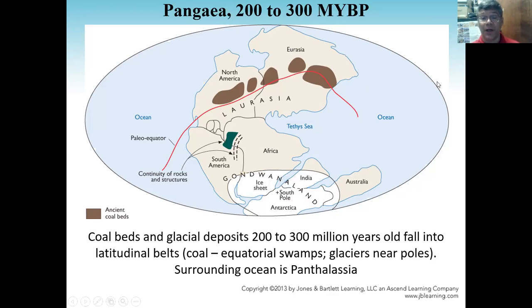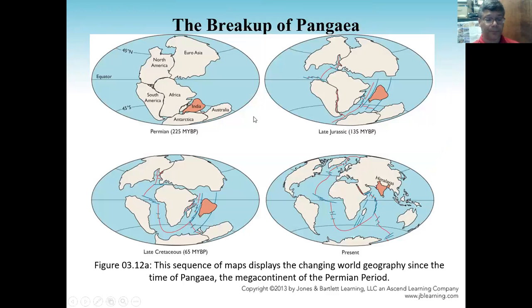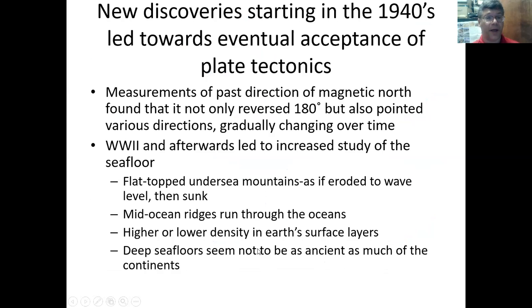But we're still saying if. How could this happen? Here's a diagram showing the general movement of the continents. But we need a way to have it happen.